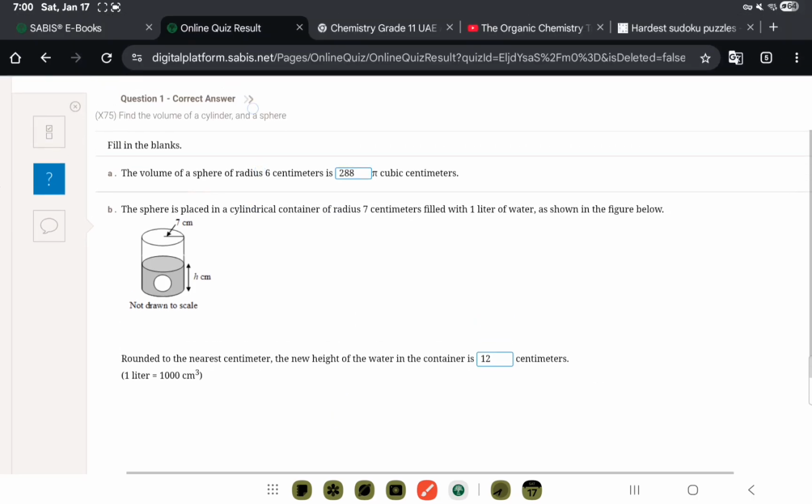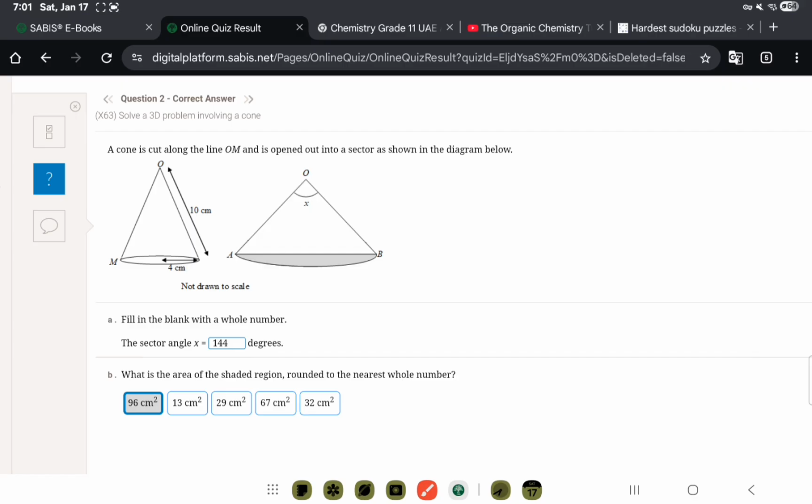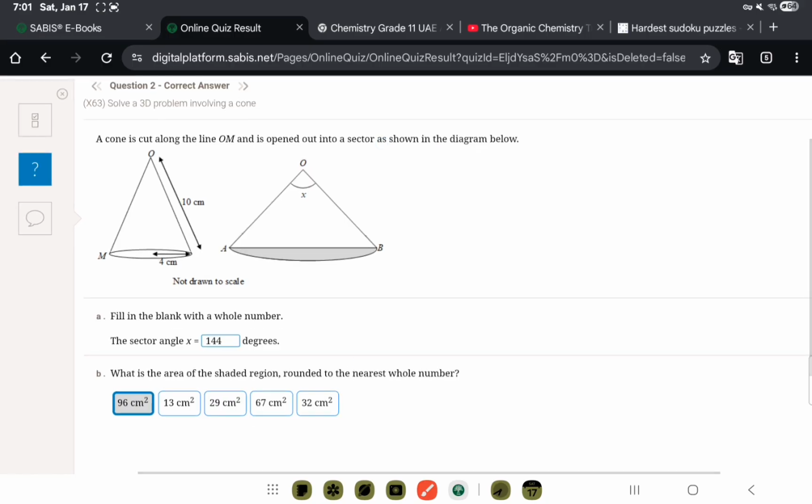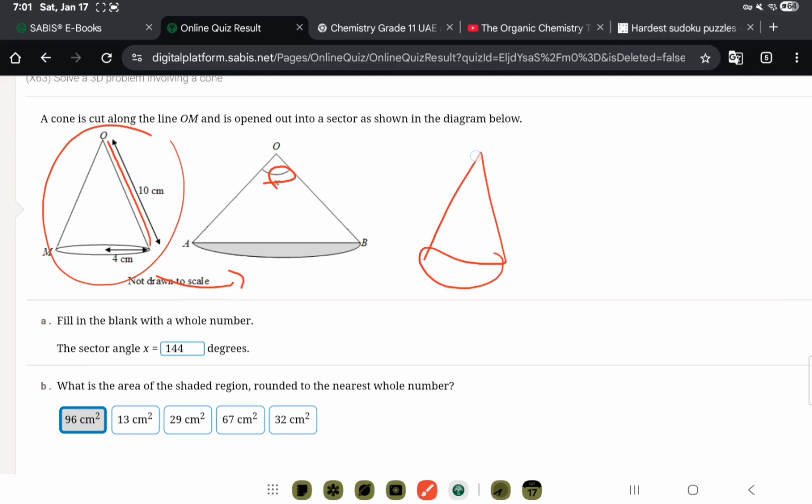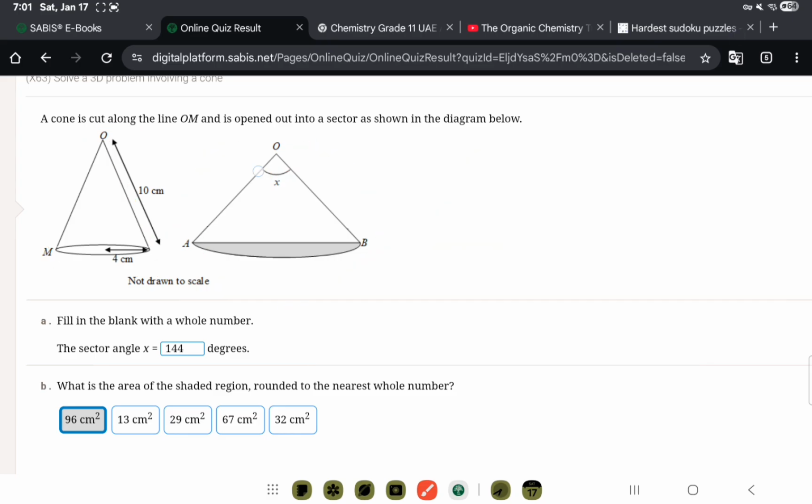Now, 2. Let's see, 2. Oh my god, what is this? Now to find the sector angle x, we need values. We need so many values. So what do we have here? We have that the length is 10. By the way, what do these drawings mean? We had a cone, and then we cut it, and then we got this. So we want x. We have the length, which is 10, and we have the radius, which is 4.